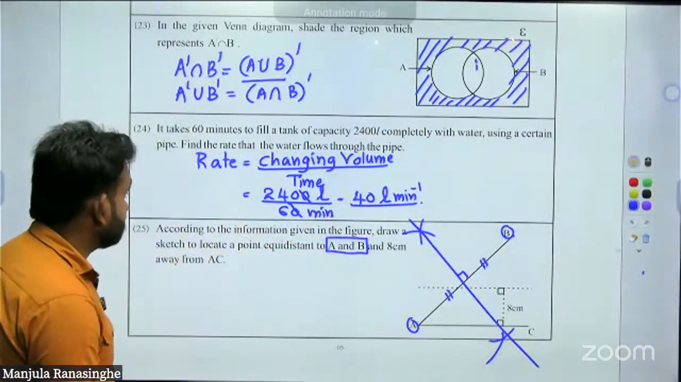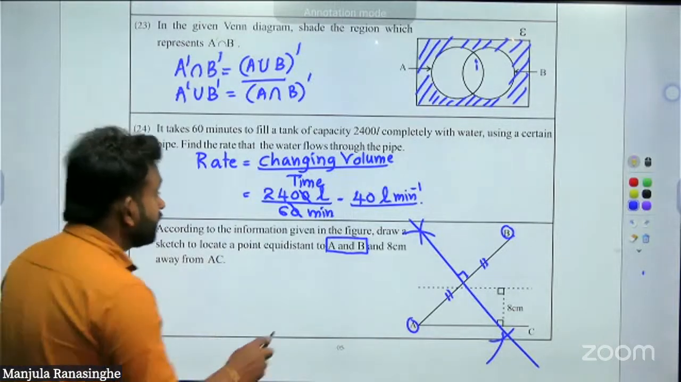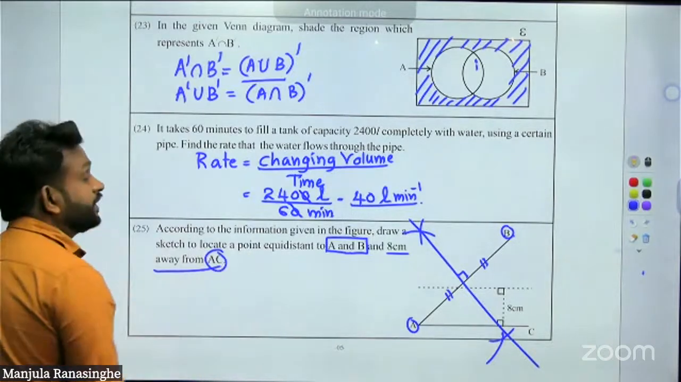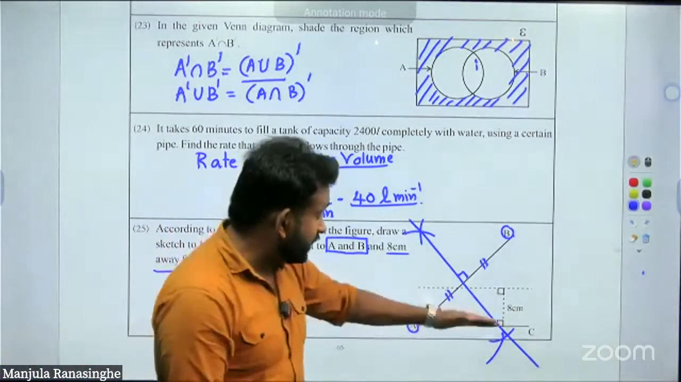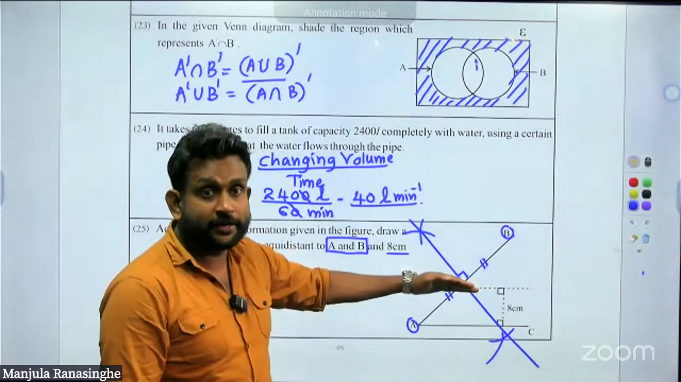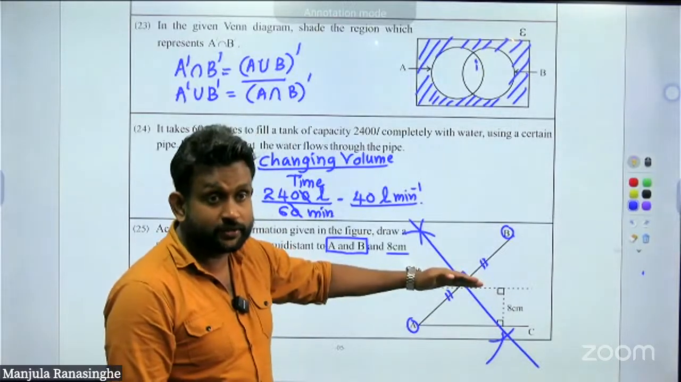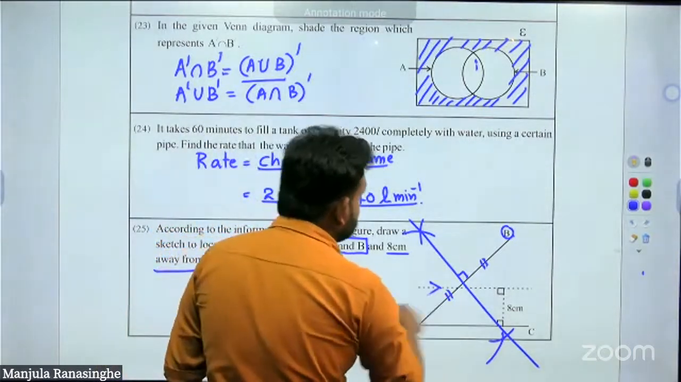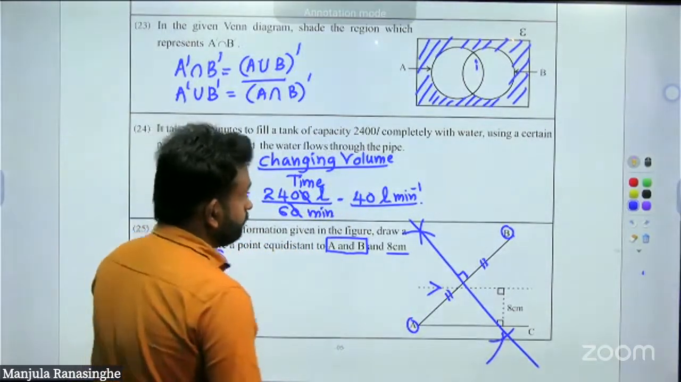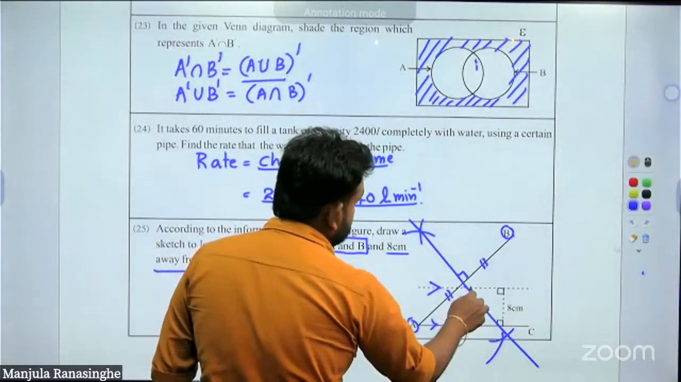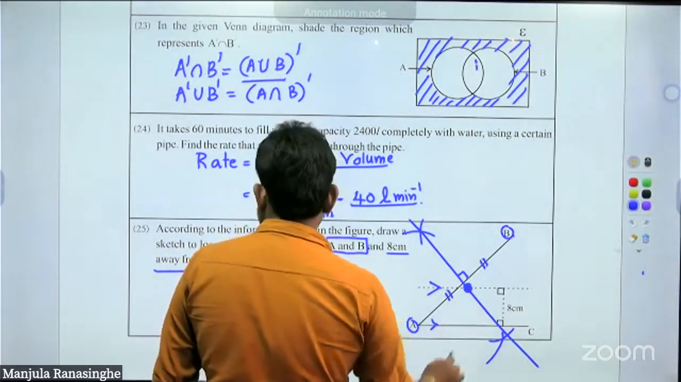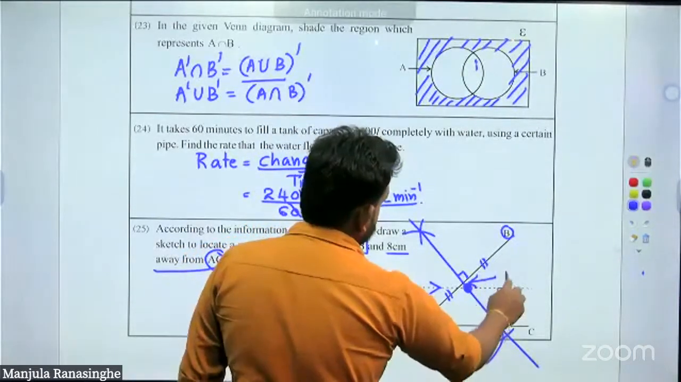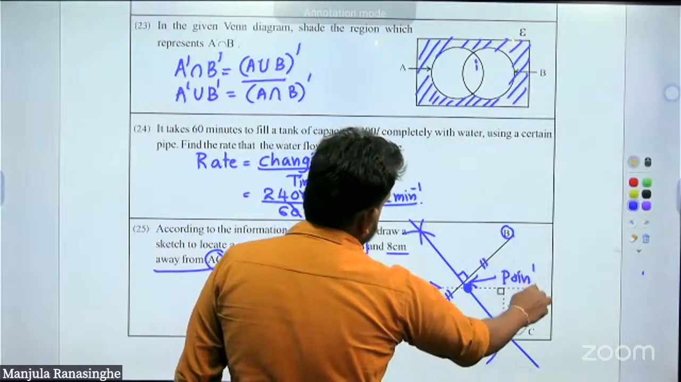Then they are asking for the other locus, 8 centimeter away from AC. Now AC is a line. 8 centimeter away from that line means that is a parallel line to AC. So AC is there. This is a parallel line to AC. So that is the second locus that is drawn. The point which satisfies both conditions is this intersecting point. That is the point to be marked as the location.